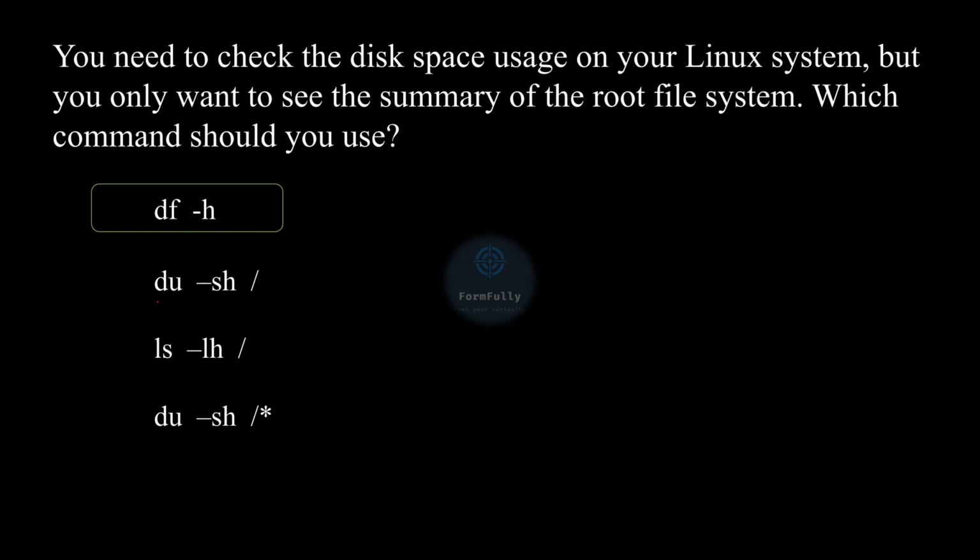Option 2, du -sh /, and option 3 provide information on disk usage within the root directory but not a summary of the root file system. And option 4 is used to list files and directories within the root directory but does not provide disk usage information. So the correct option is A.